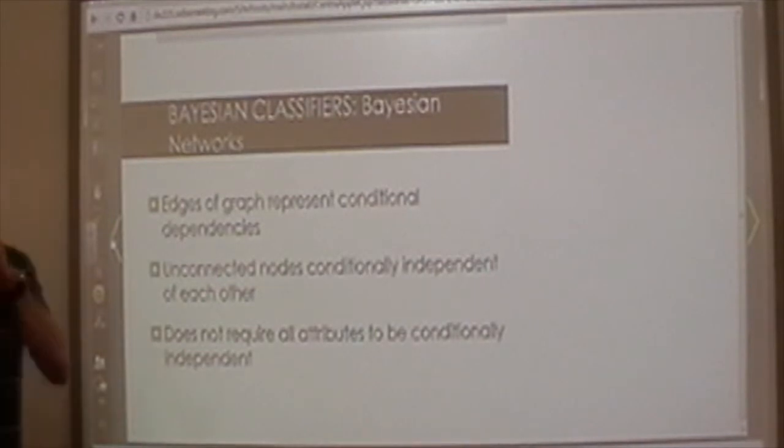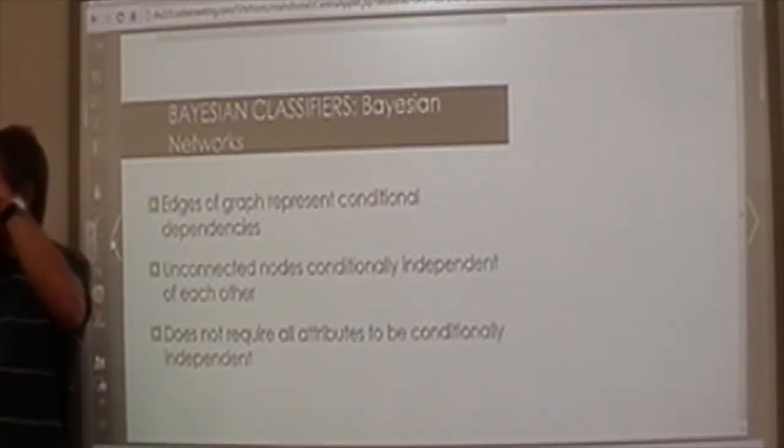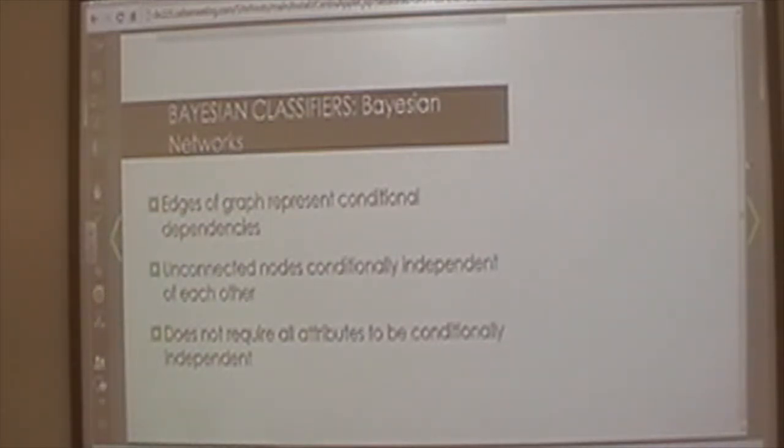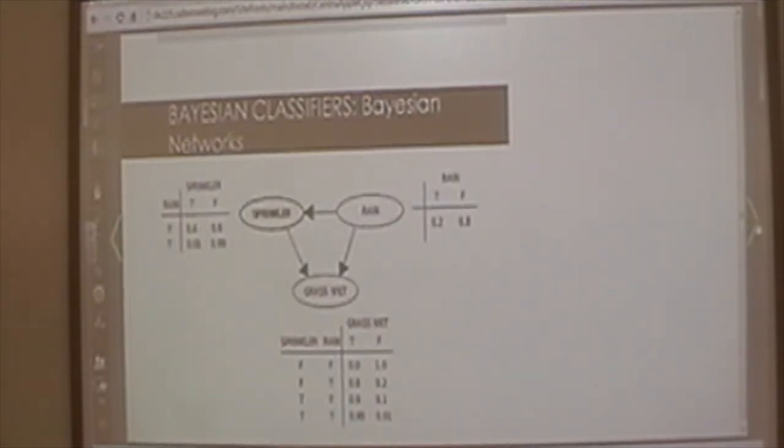So, the edges, those arrows that we were looking at, represent conditional dependencies. Going back to that picture, and notice I'm going to have tables here, if it rains, then that arrow is saying there is a probability that the sprinkler will come on. That's a conditional dependency. It depends on whether it rains or not. The probability the sprinkler comes on depends on whether it rains or not.